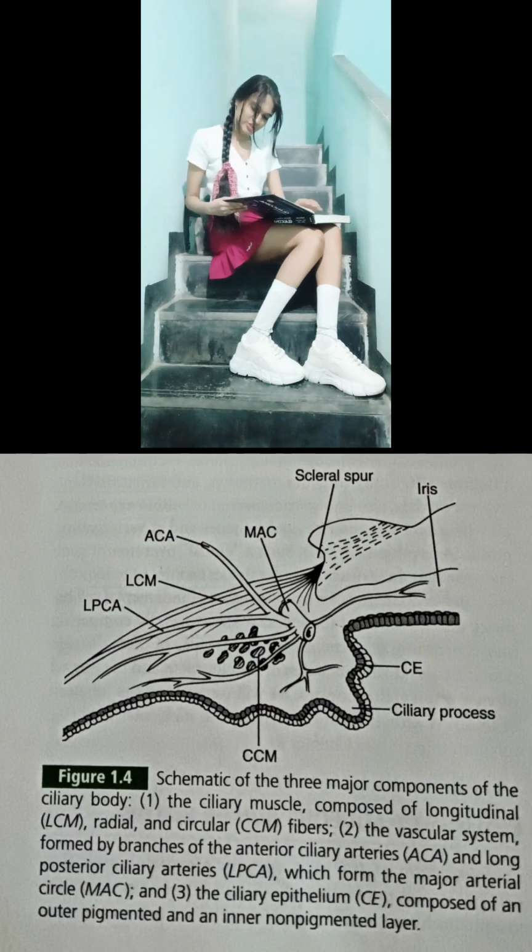So the ciliary body composition is given in this figure 1.4. It's made up of muscles, vessels and epithelium. Epithelium is pigmented, non-pigmented. Muscles are of three types: first is longitudinal or meridional, second is oblique or radial, third is circular. And the vascular system, that is coming from the anterior ciliary arteries and long posterior ciliary artery branches, forms the major arterial circle in the root of the iris, anterior to the intramuscular circle.